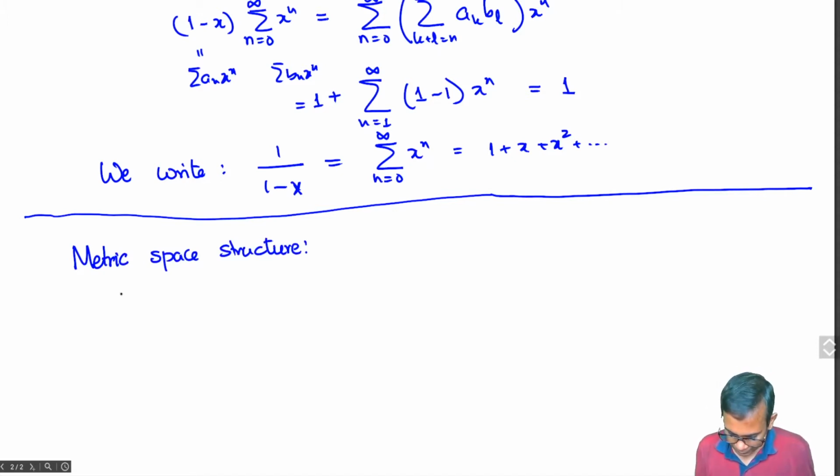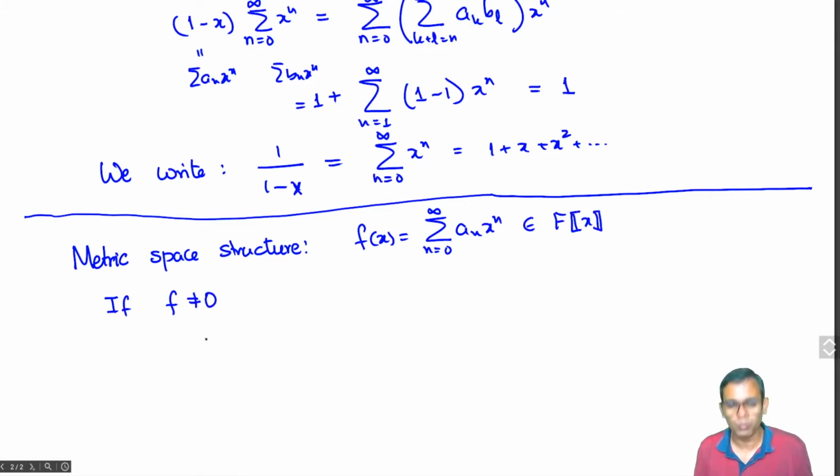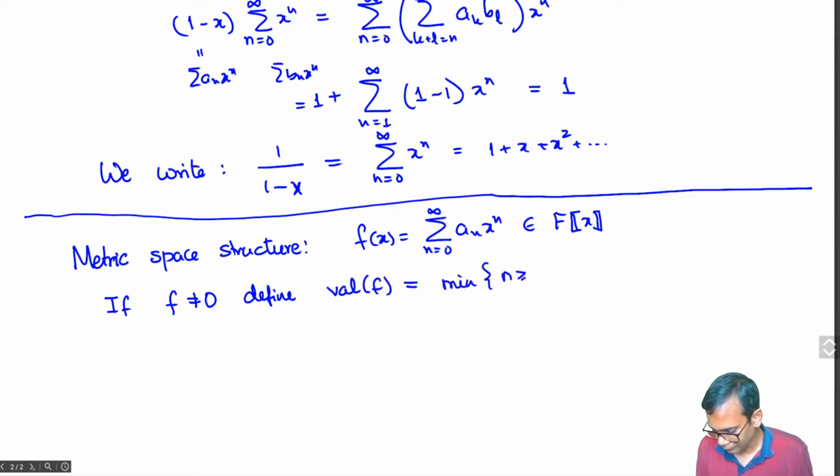So firstly, if f is not equal to 0, let's generally write f of x equal to the summation n goes from 0 to infinity of a_n x to the n, an arbitrary element of the ring of formal power series. Now if f is not equal to 0, which means that at least one coefficient of f, one of these a_n's, is non-zero, then you define the valuation of f to be the least integer n such that a_n is not equal to 0.